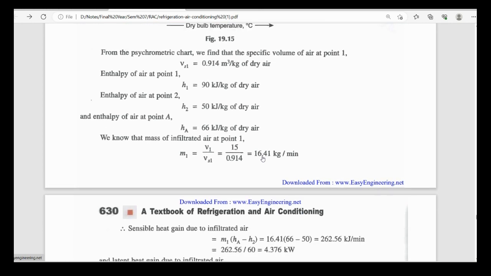Now we have the volume flow rate, so we have to calculate the mass flow rates. For that we have to divide the volume flow rate by the specific volume. Now for calculating the mass at point number 1, we divide the volume flow rate at point number 1 by the specific volume. So we get 16.41 kg per minute.